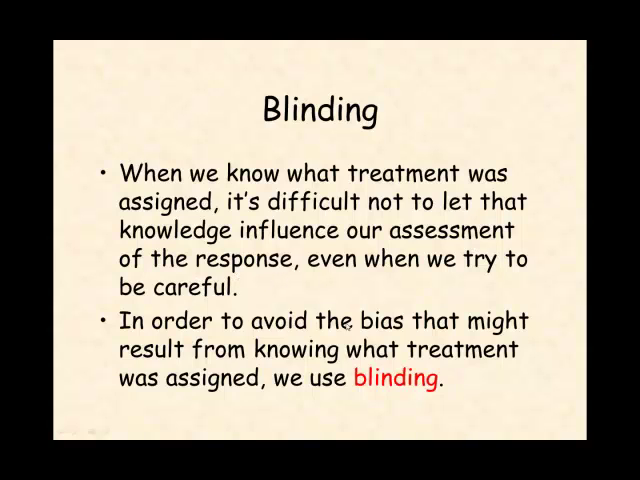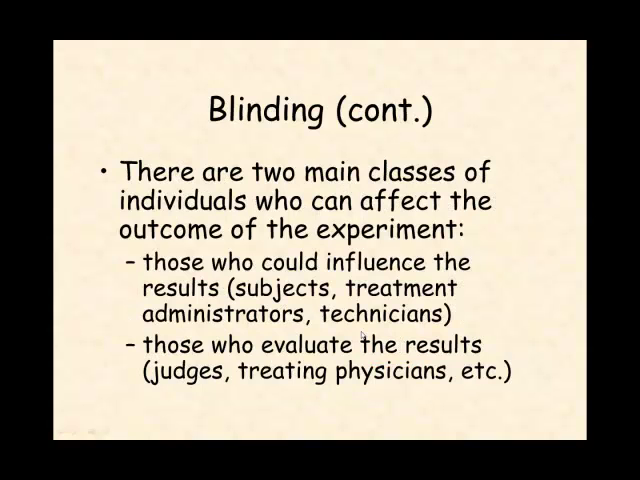In order to avoid the bias that might result from knowing what treatment was assigned, we use blinding. There are two main classes of individuals who can affect the outcome of the experiment. Those who could influence the results, the subjects, and the treatment administrators, technicians, and those who evaluate the results, the judges, treating physicians, etc.